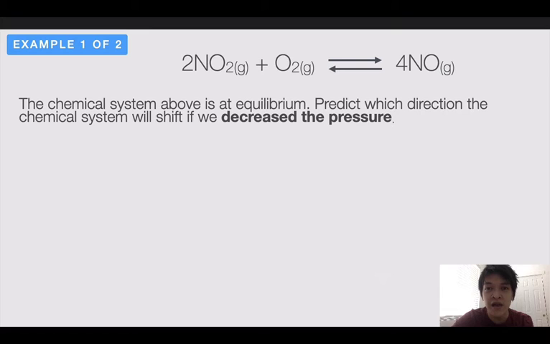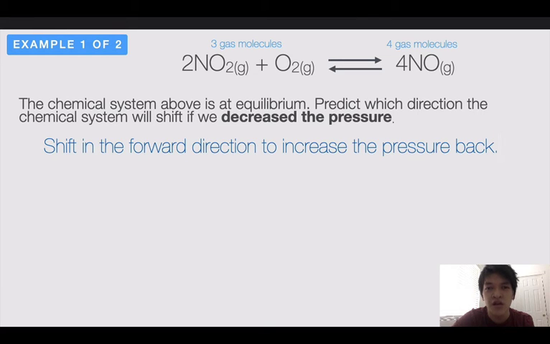The reactant side has 3 gas molecules. There's 2 nitrogen dioxide gas molecules and 1 oxygen gas molecule. The product side has 4 nitrogen monoxide molecules. So to increase the pressure to get this system back to equilibrium, the system will want to shift towards the product side, so go in the forward direction.